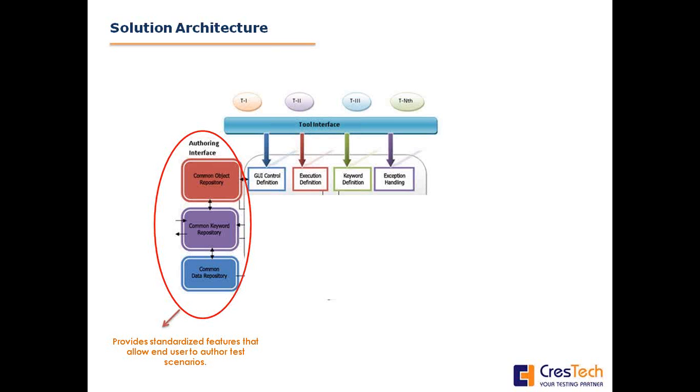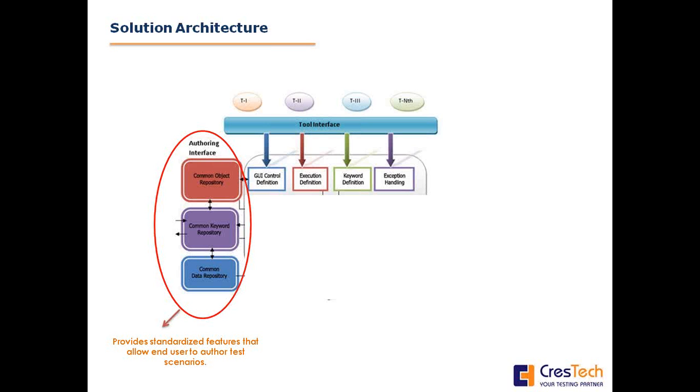So if you look at the common object repository, based on what you have defined in the GUI control definition component in the tool interface layer, the common object repository will capture that information and store it at a common place in the form of an object repository file when you are creating your test case. So for any of the tools that you might have integrated in the backend, the repository is common and in a standard format. So that's one of the keys to having end user abstraction.